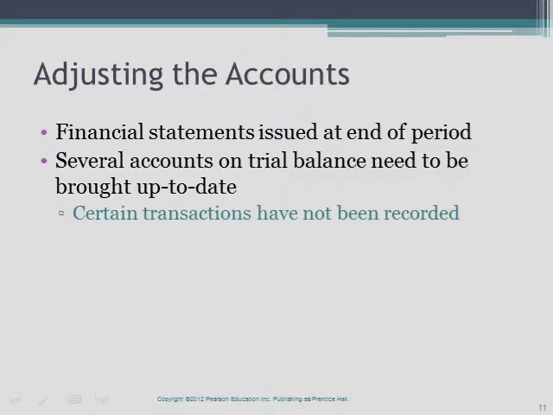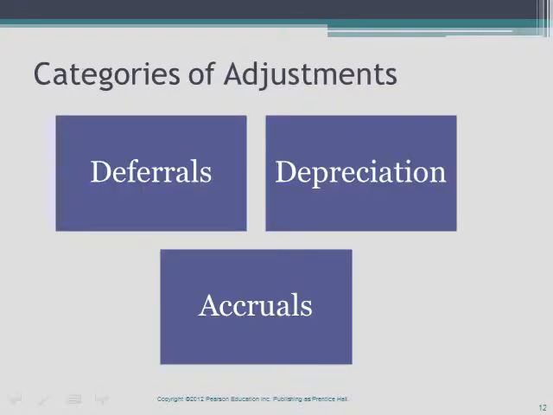Accounts such as cash, equipment, common stock, and dividends are up to date and need no adjustments. That's because the day-to-day transactions provide all the data for these accounts. Accounts such as accounts receivable, accounts payable, supplies, prepaid rent, and other accounts are a different story. These accounts are often not up to date at the end of the year. Why? It's because certain transactions have not yet been recorded. Accounting adjustments fall into three basic categories: deferrals, depreciation, and accruals.